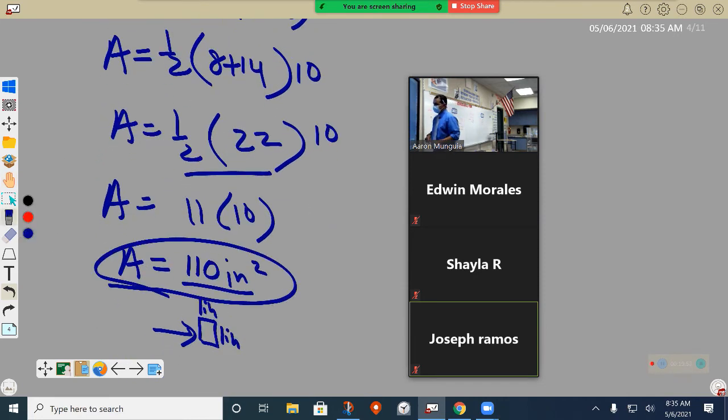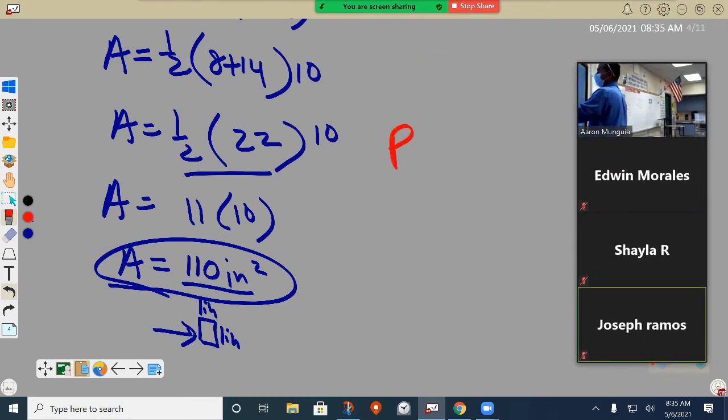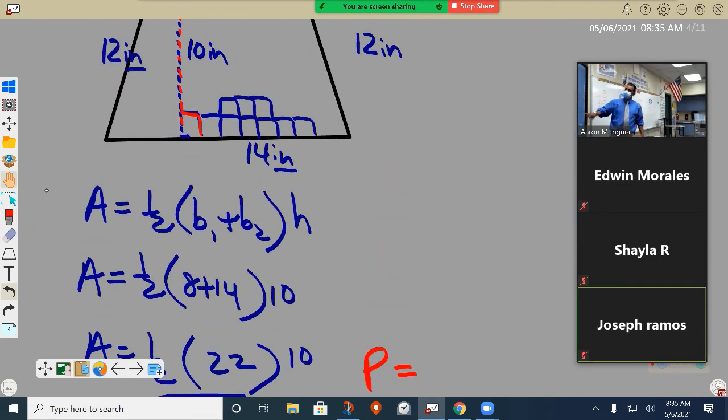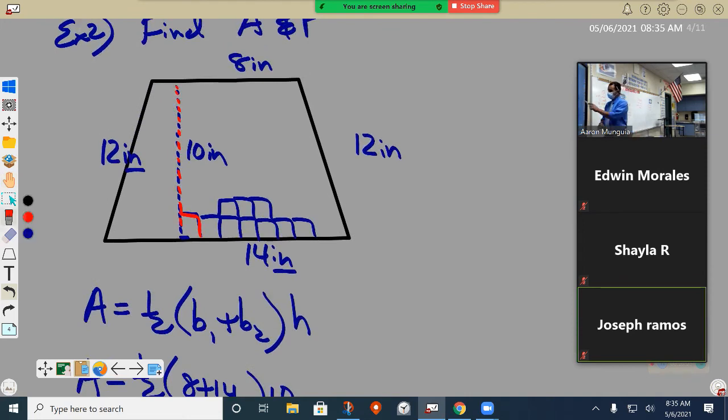means. Let's find the perimeter in red. Put P for perimeter. Remember for perimeter, you're thinking of the little stick figure guy from the video on Monday? He's walking around. I'll draw him up here. Stick figure guy. He's walking around the whole boundary of the trapezoid. How many inches would he walk? Well, 8 plus 12 plus 14 plus 12.